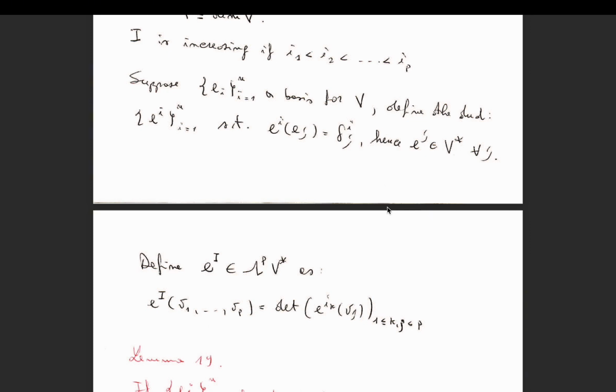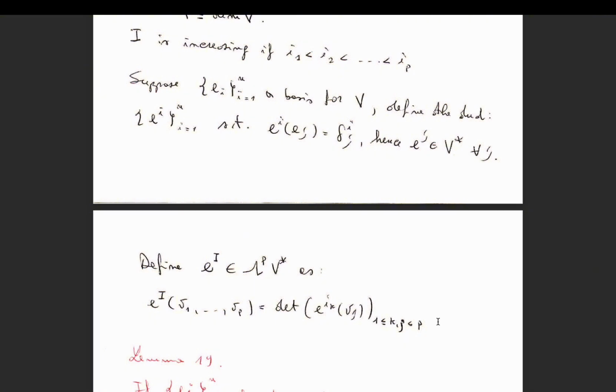So given a p index capital I, we define an element of lambda p of V, e^I, which acts on vectors v1, ..., vp as the determinant of a^i(vj).